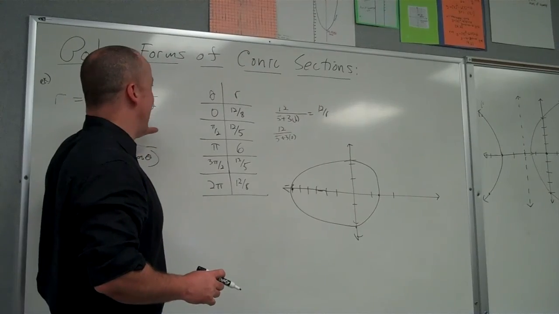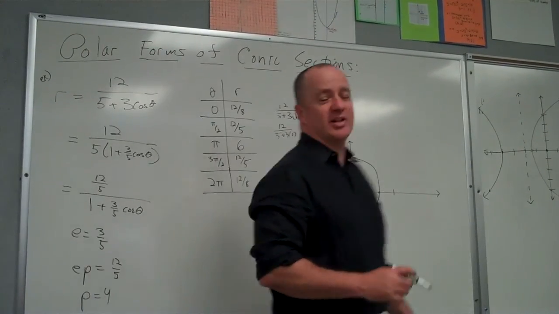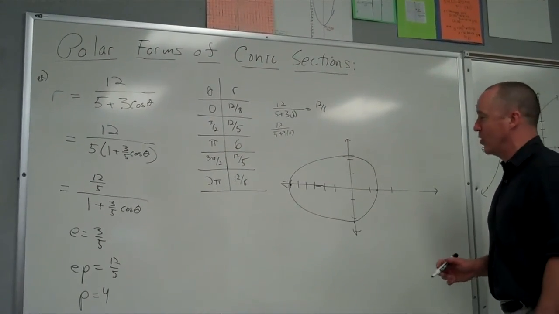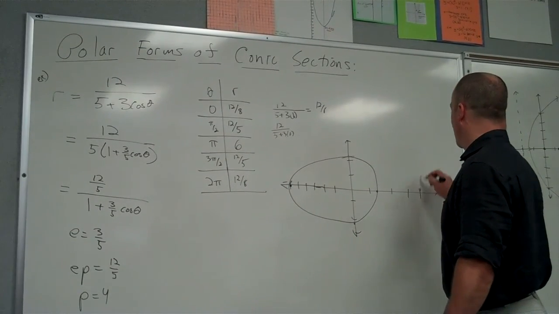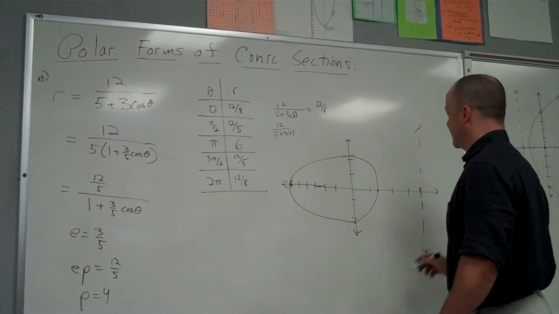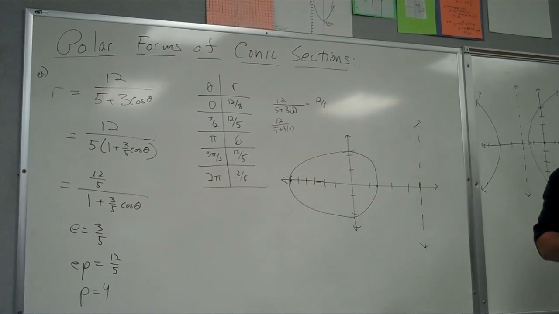And from here you can also find the directrix, because p is, what did we say, 4? So the directrix is over here. When in doubt, use the 4 points. Good luck on the homework tonight.